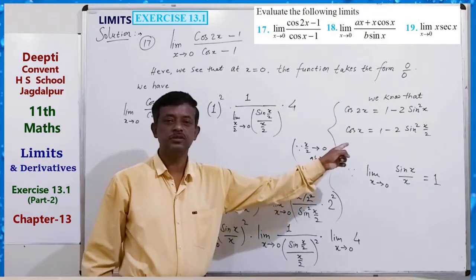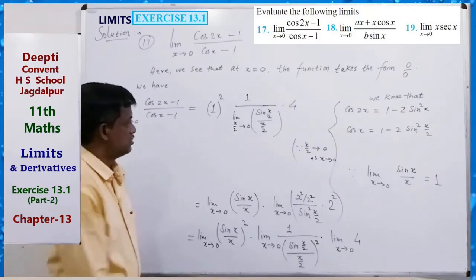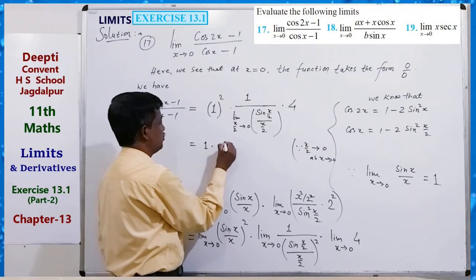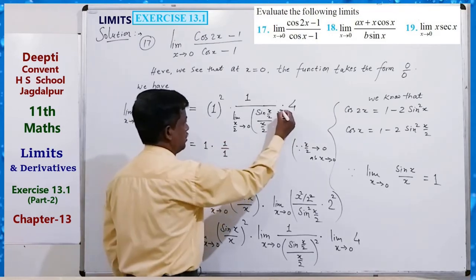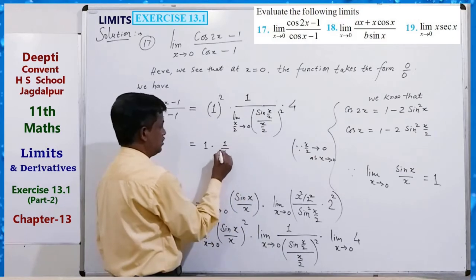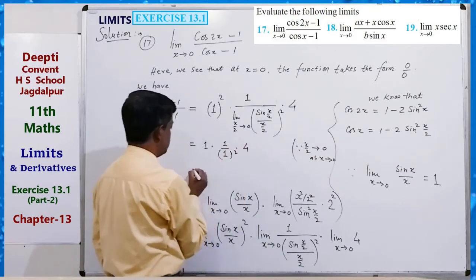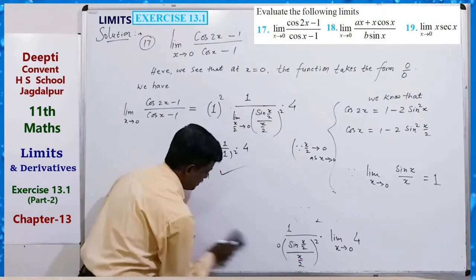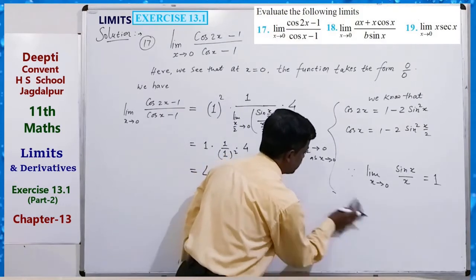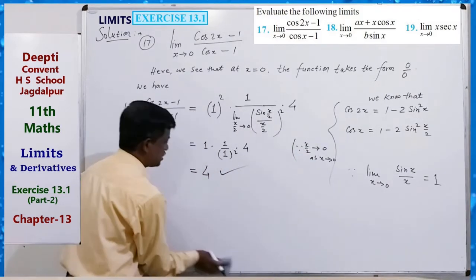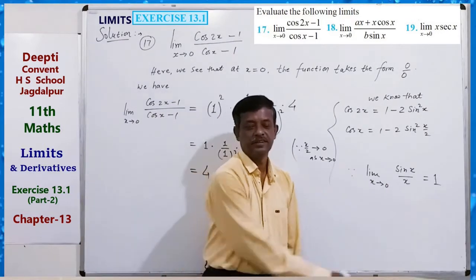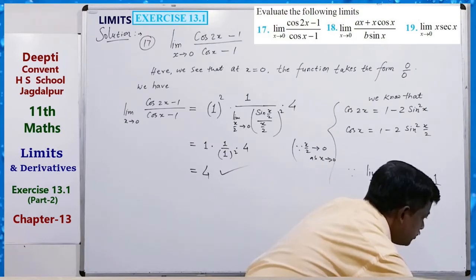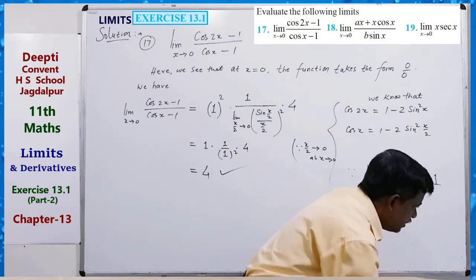As x tending to 0, this is also 1. So 1 into 1 upon 1 square, also here square, 1 square into 4. So this is equals to 4 is the limit. We are just setting it in the standard limit form, in the form of a standard limit, just like this. Okay, so this is the limit.